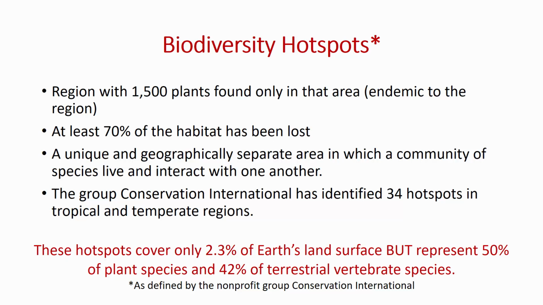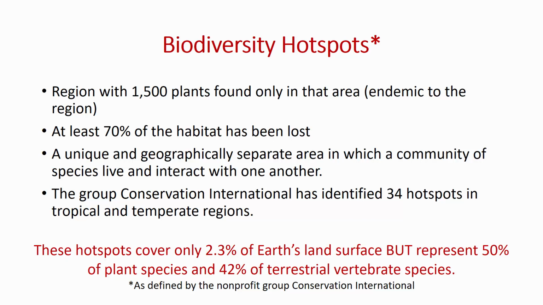In order to be a hotspot, it also has to be unique geographically, a separate area. And so it has to be something where only those species live in that area, and they are unique in the way that they interact. The group that specifies what is a biodiversity hotspot is Conservation International. They have identified 34 hotspots around the Earth, and these are located in mostly tropical, but also some temperate regions.